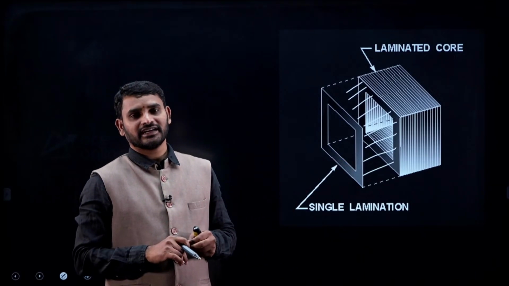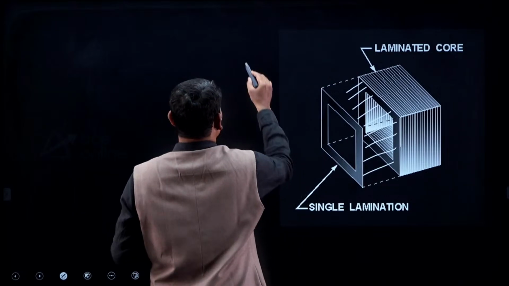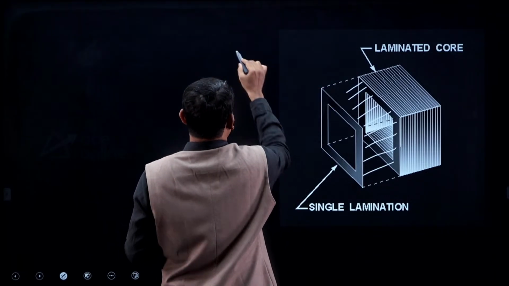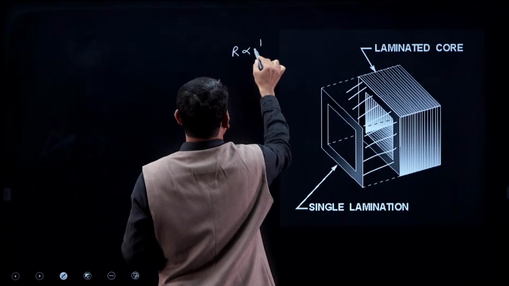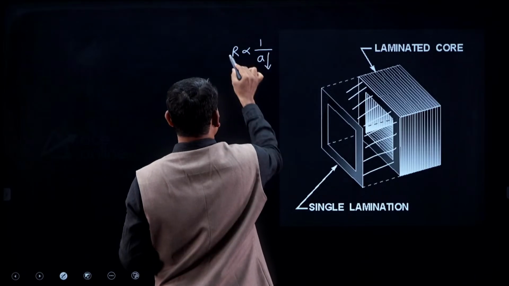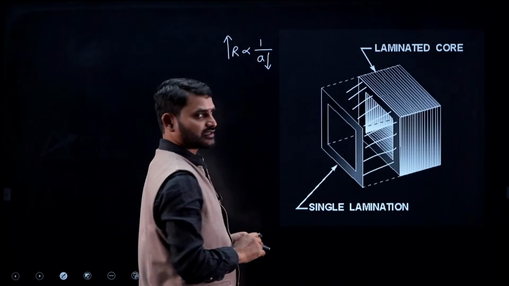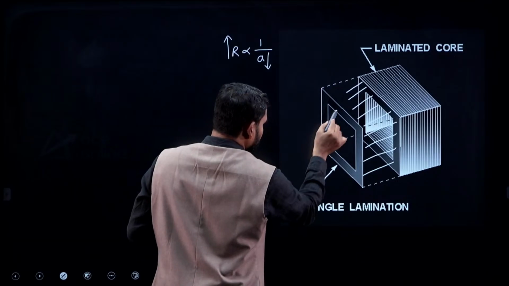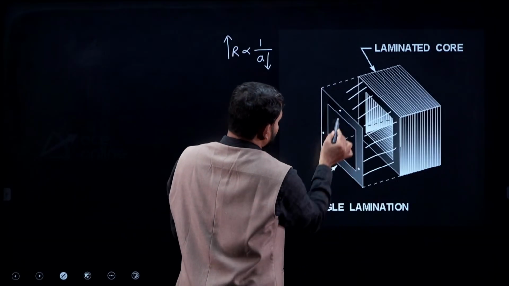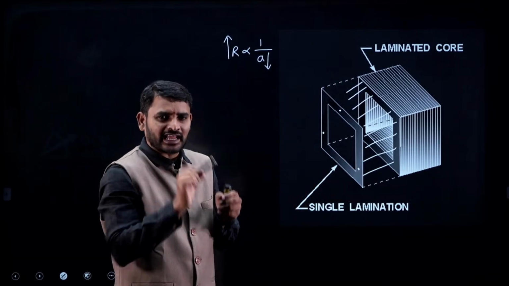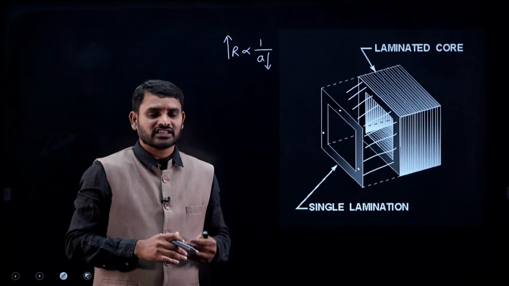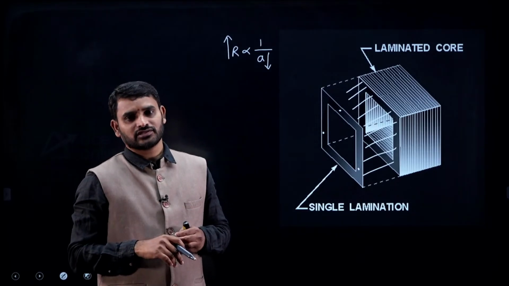To reduce the eddy current losses. How can you do that? If you see laminations, we know resistance is inversely proportional to area of cross section. If you reduce the area of cross section, the resistance is going to increase, which means the electrons which exist in this sheet will experience a high resistance because of small, thin laminations. If the resistance is more, current strength will decrease and hence eddy current loss also decreases.